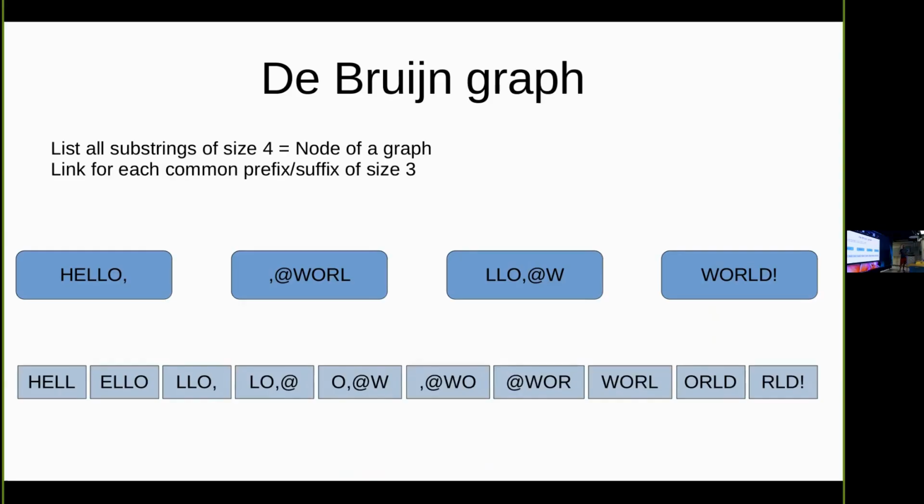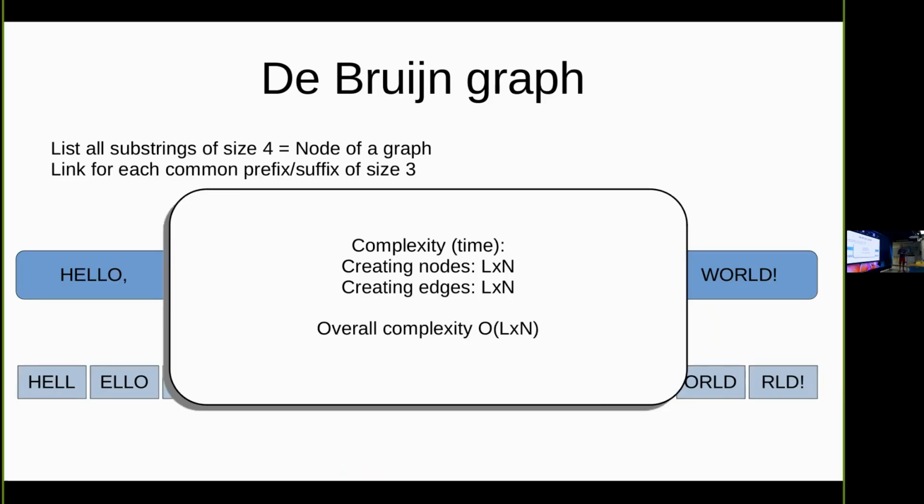Now, if we look at the complexity here, the overall complexity of the algorithm is linear in the number of reads, which is a big improvement. The reason is that creating the nodes is linear in the number of reads, because you just have to go over your entire data set to extract the substrings. And then for creating the edges, you can be fancy and use a hash table to linearize the complexity here.